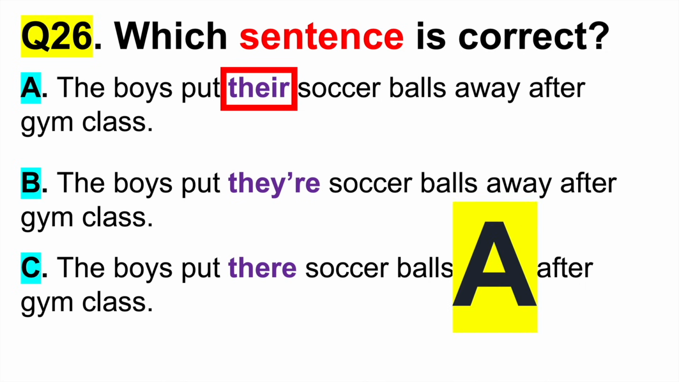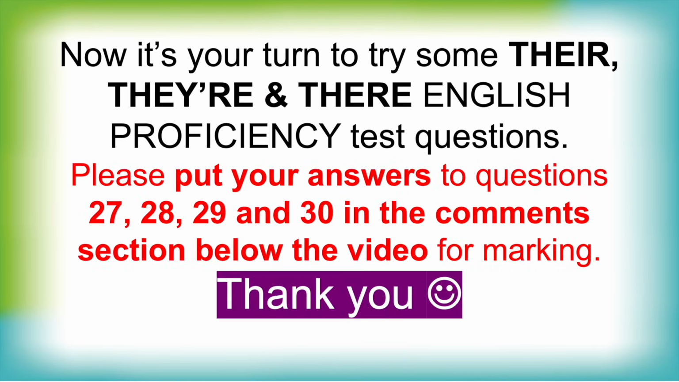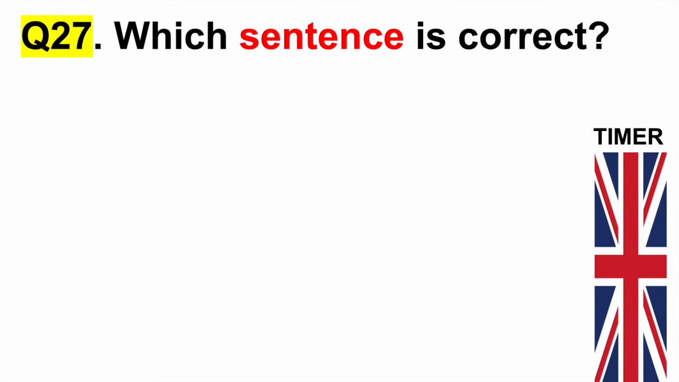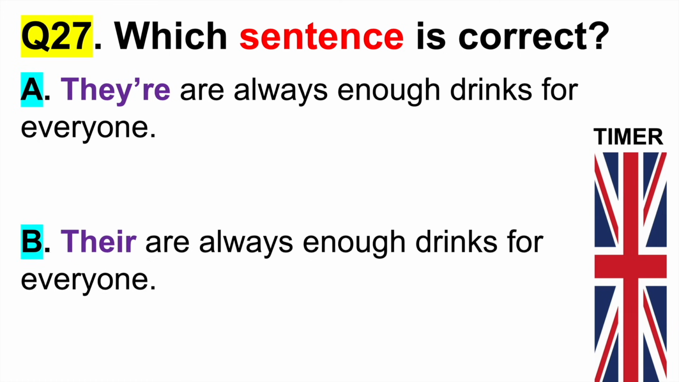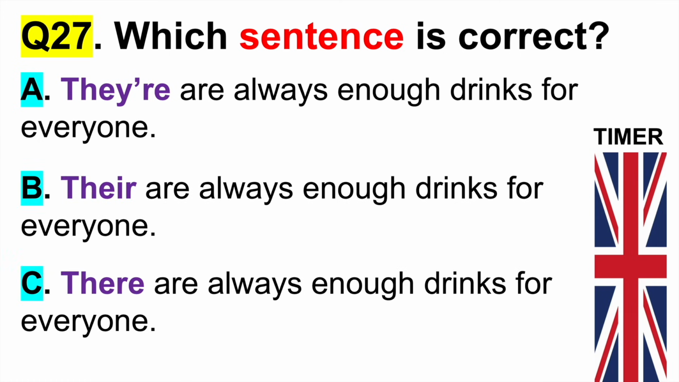Let's see how you get on now. Please put your answers to questions 27, 28, 29 and 30 in the comment section below the video for marking. Here we go. Question 27. Which sentence is correct? There are always enough drinks for everyone. B. There are always enough drinks for everyone. Or C. There are always enough drinks for everyone. Only one of them is correct. Which one is it, please? Here's a timer.